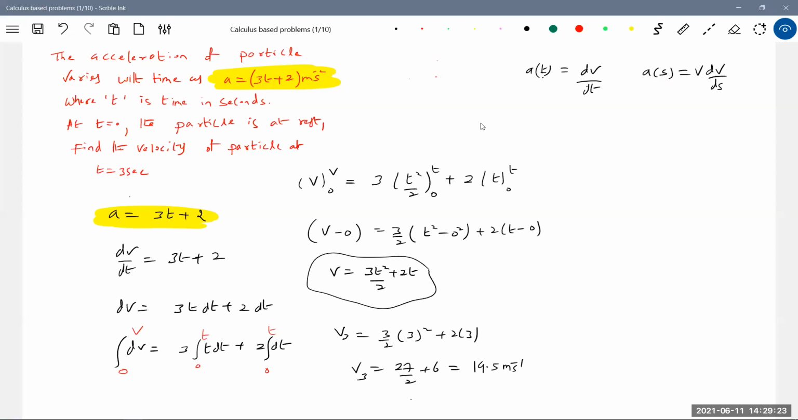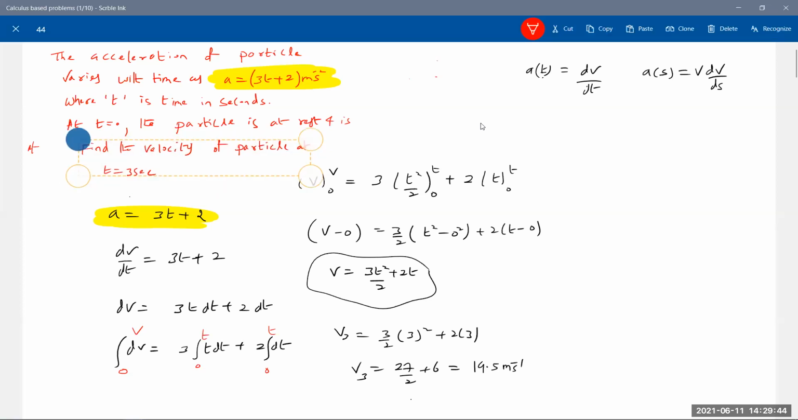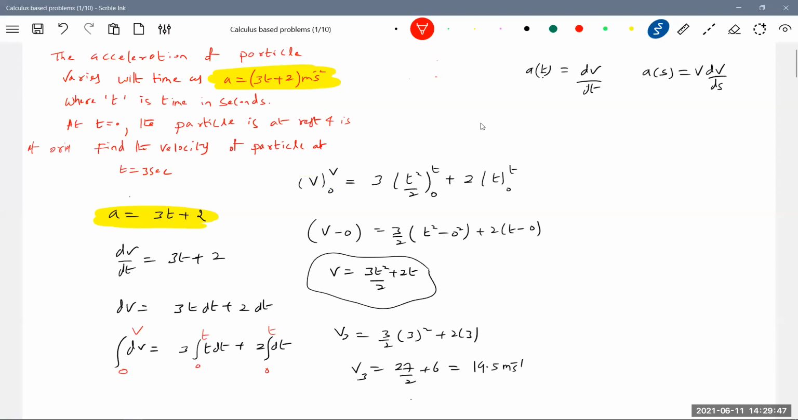Further, can we calculate also the position of a particle as a function of time? Let's assume that at t equals 0, the particle is at rest and is at origin. Let me modify it so that we'll get the exact picture. Therefore, now this equation further, it will be v equals 3t square by 2 plus 2t. This will become ds by dt.